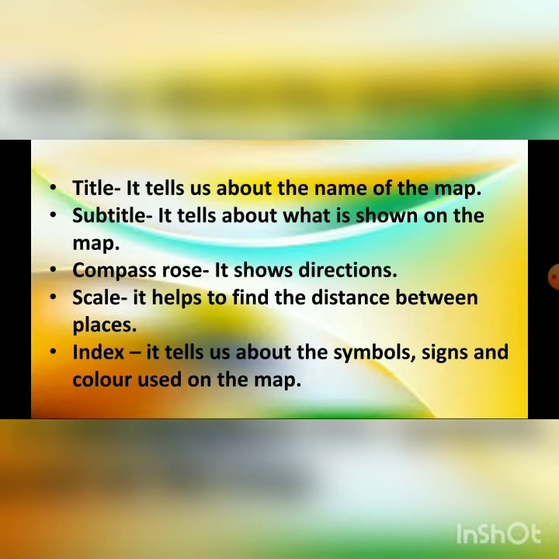Compass rose shows the direction. Scale helps to find the distance between places. And index tells us about the symbols, signs and colors used on the map.